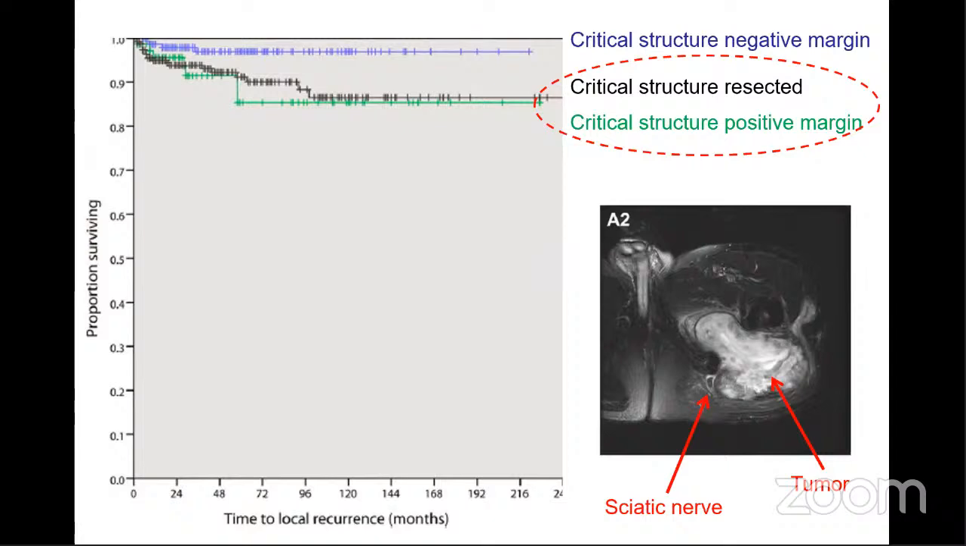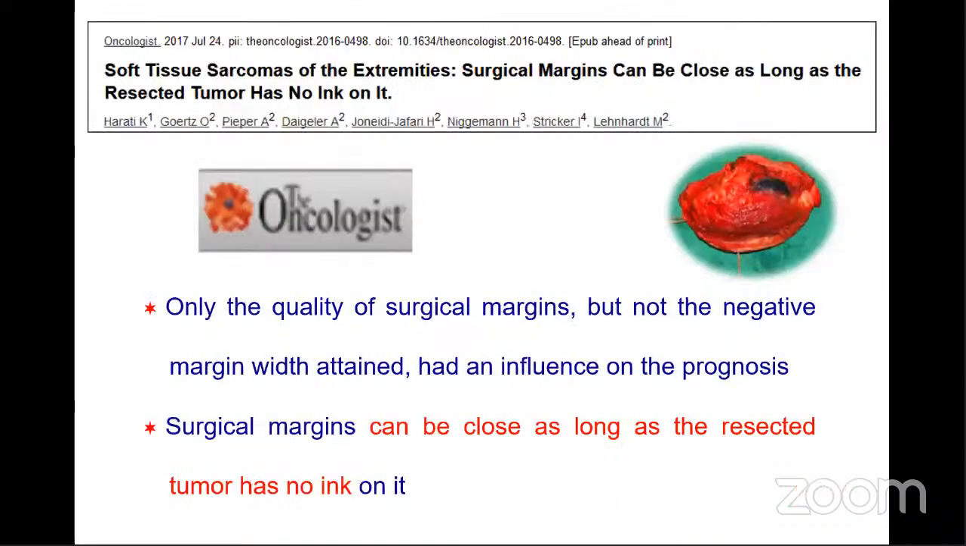But this is where the surgeon's judgment comes in, and you have to decide how you are going to go about this. Patient counseling is also critical in this matter, and hopefully this sort of balance increases as you gain more experience. This paper from the oncologist just says that quantity makes no difference as long as your ink margin, which you ink as being the closest margin, is free of tumor, then the local control rate should not be impacted.